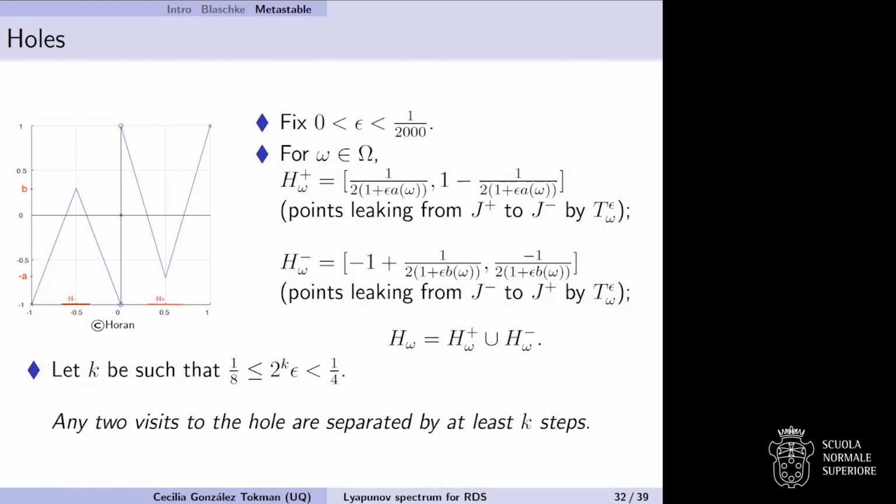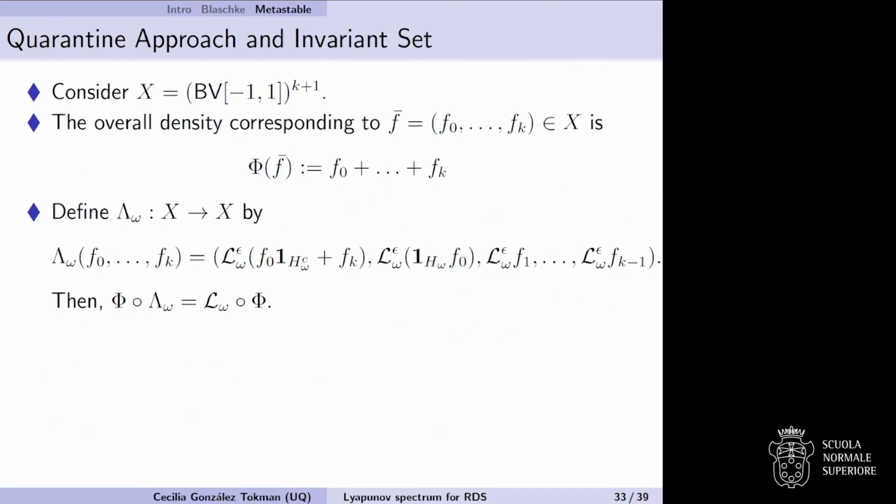And so we choose k so that 2 to the k times epsilon is between 1 on 8 and 1 on 4. And we know that trajectories will not come back to the same interval, or any 2 visits to the hole are separated by at least k steps. So this is what we use in a bookkeeping process that we call the quarantine approach.